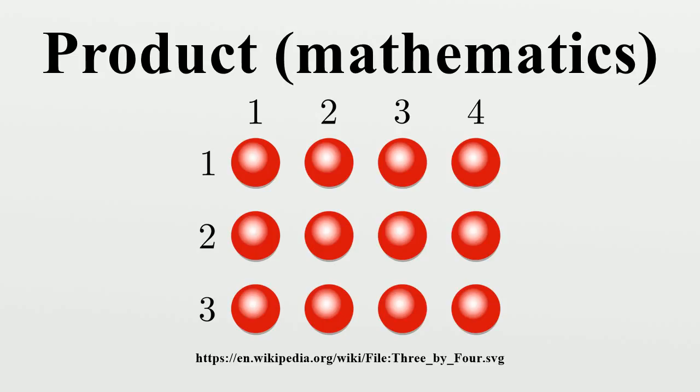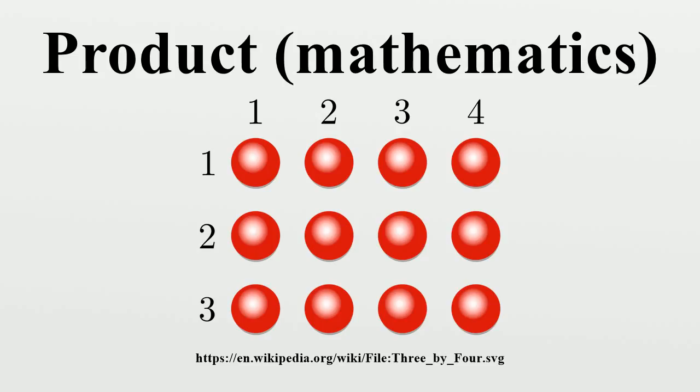Other products in linear algebra. Other kinds of products in linear algebra include the Hadamard product, Kronecker product, the product of tensors, wedge product or exterior product, interior product, outer product, tensor product, Cartesian product.